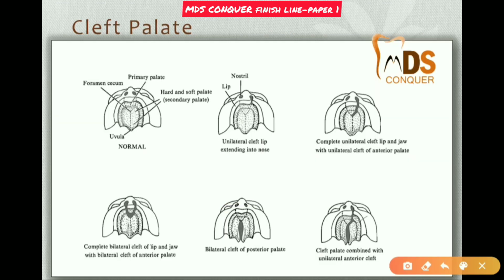Then anomalies include cleft palate. You can represent them with pictures like complete unilateral cleft lip and jaw, and the jaw with unilateral cleft lip and anterior palate. Here the bilateral cleft lip, bilateral cleft of the posterior palate, and cleft palate combined with a unilateral anterior cleft. So you can represent these anomalies in diagrams.